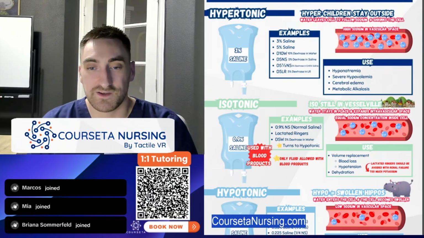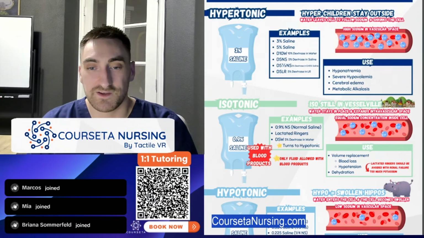All right, so let's do hypotonic, and then we'll go up to hypertonic. We talked about isotonic, where it doesn't touch the cell: iso, still in the vessel. The whole purpose is just to expand the water in the vascular space. The water's not traveling anywhere because the sodium's a medium balance. So, hypotonic. I want you to think hypo is similar to the word hippo, right? So hypotonic, hypo equals swollen hippos.